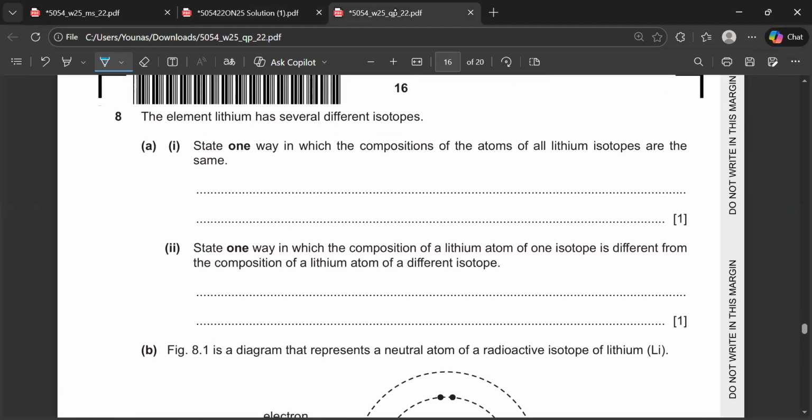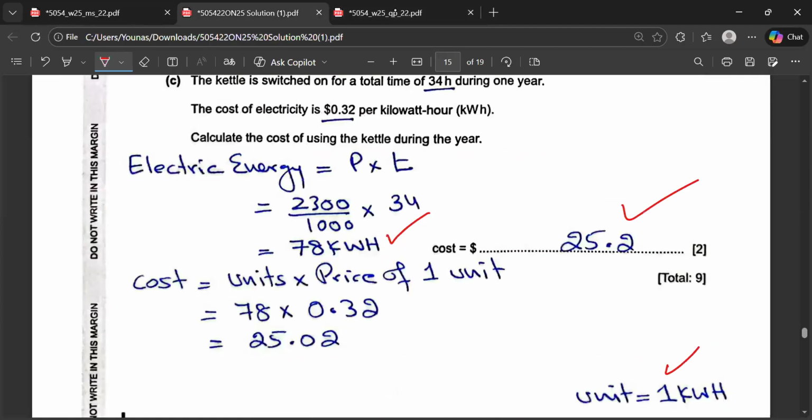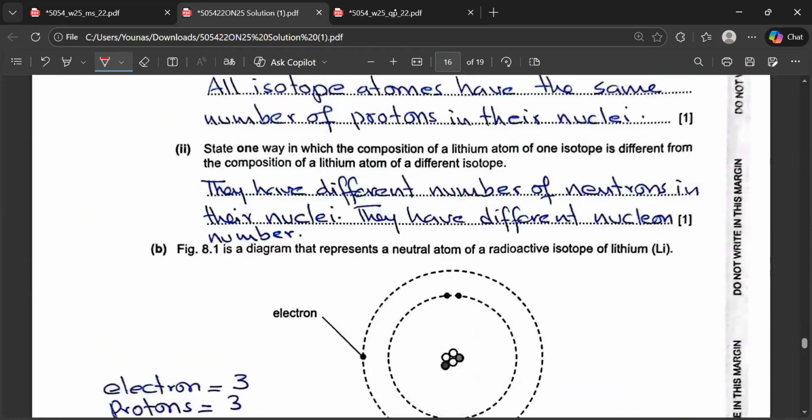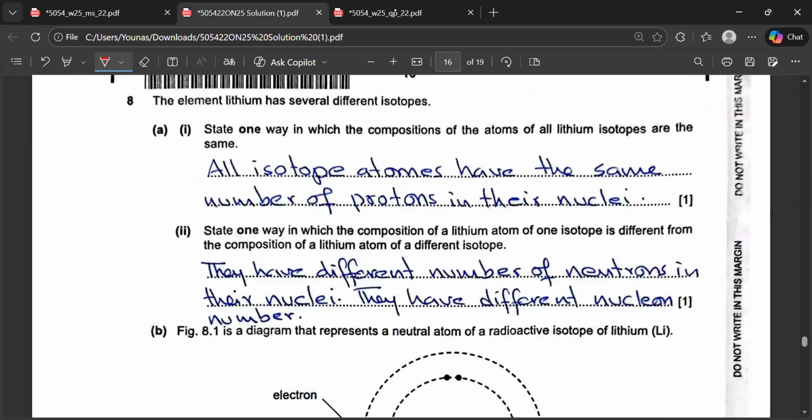The next question coming up on your screen is question number 8. He says the element lithium has several different isotopes. State one way in which the composition of the atoms of the lithium isotopes are the same. So all the atoms of an isotope have the same number of protons in their nucleus. So the same thing in them is the number of protons in their nucleus. Okay. So let me show you. Here we go. My answer is there. All the isotope atoms have the same number of protons in their nuclei.